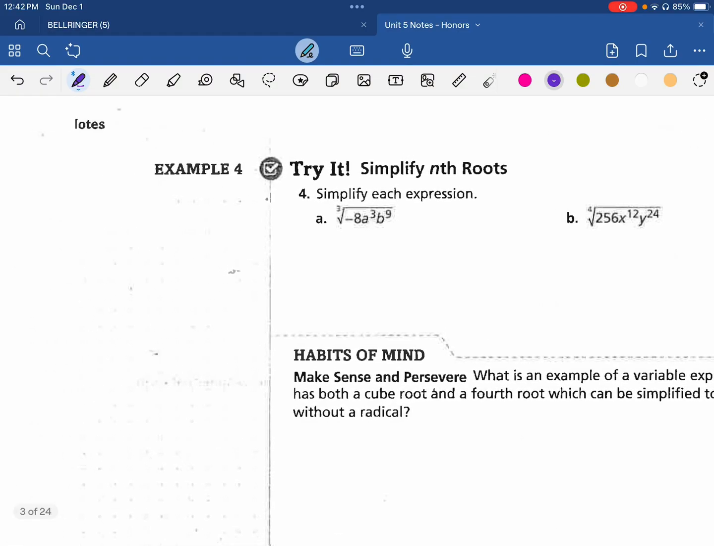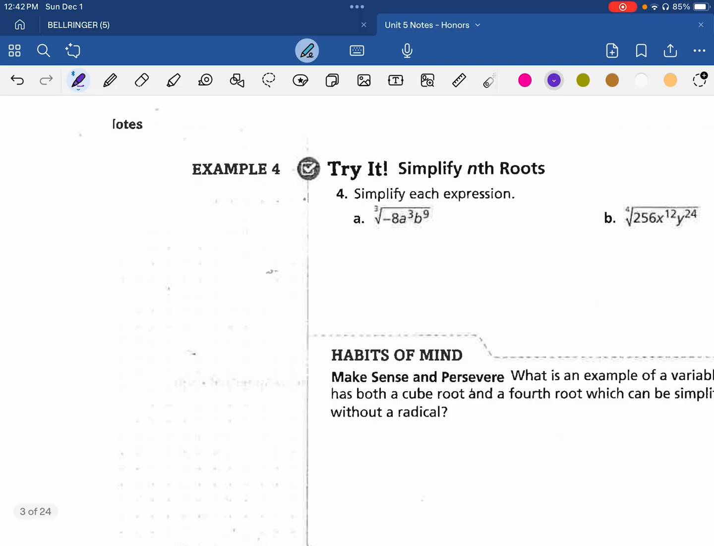You will have to use a little bit of your exponent rules, so let's review those real quick. Exponent rules, or laws of exponents, as you may have learned them last year.